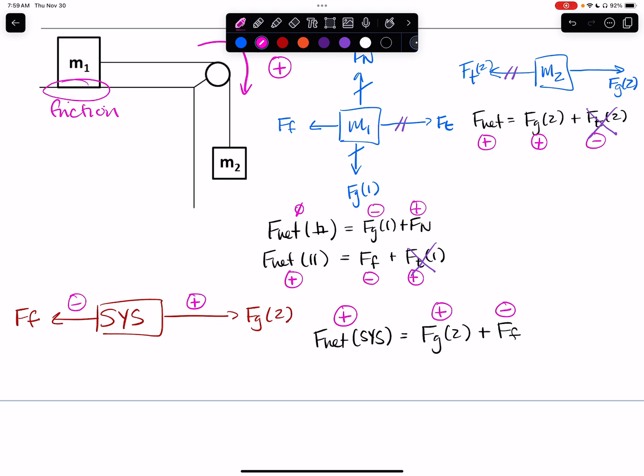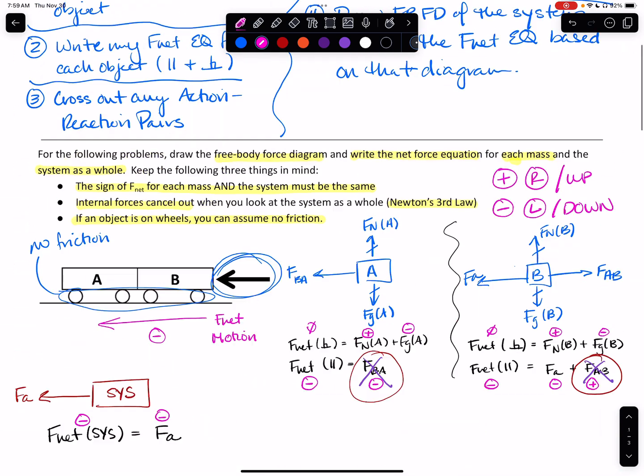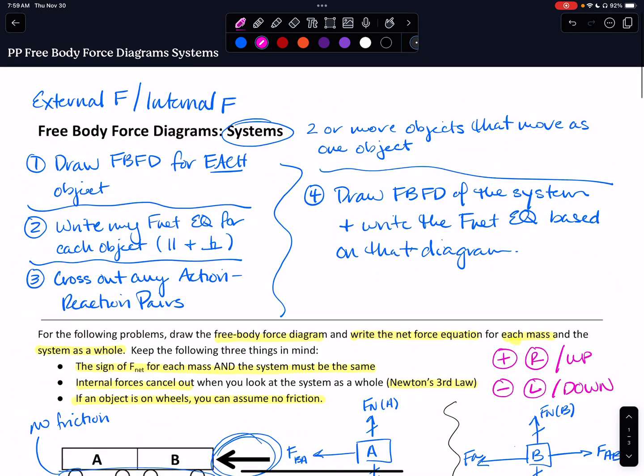Okay? All right, so that's just examples of several different types of systems. These take practice, so just make sure you're practicing and let me know if there are any questions.